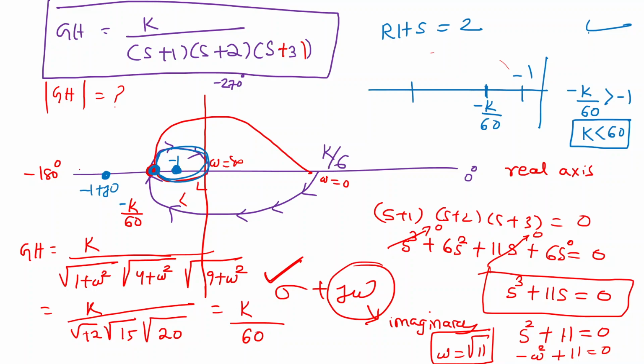So in this case, if it is inside, then the minus 1 point should be here. Then you can say which one is greater: your minus 1 point should be greater than minus k by 60, right? So it will change, and k is greater than 60. Just to understand how I'm doing the question.